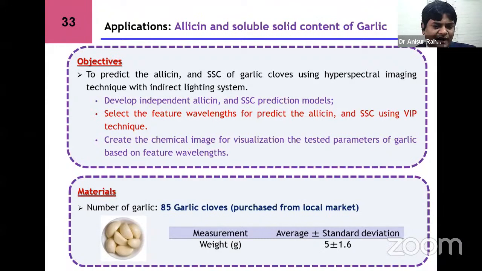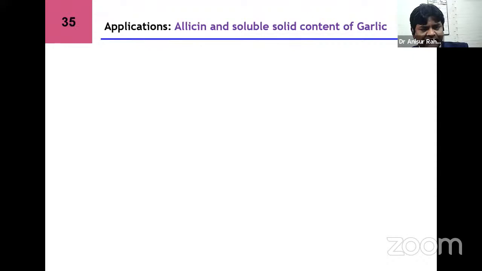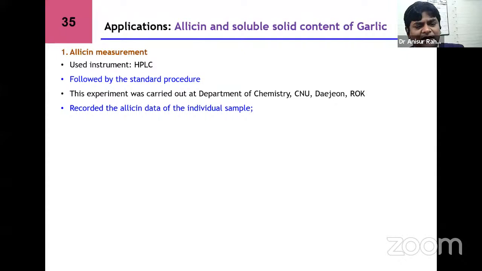I use the 85 garlic cloves and this is their weight. I use the hyperspectral system, where the range is 1,000 to 2,500 nanometers. I measure the allicin content using the HPLC method and record each individual sample after the image acquisition.